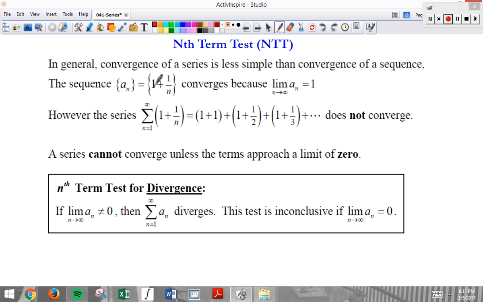So, these are less simple. Series are less likely to converge. However, a series cannot converge unless all the terms are approaching a limit of 0. You have to eventually be adding nothing to get convergence. This is perhaps the most misunderstood series test.